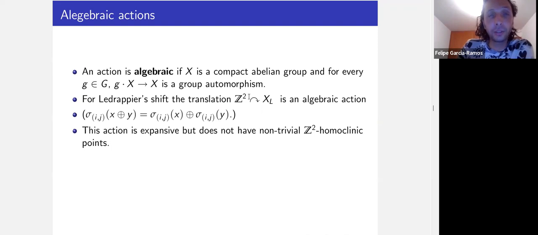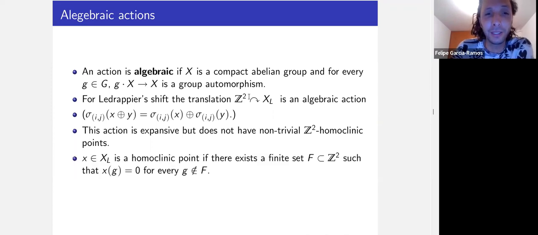Okay, so this action is expansive. That means there's an epsilon such that any 2 different elements will be separated. But actually, this is kind of weird because it doesn't have homoclinic points. But I haven't told you what a homoclinic point is for a subshift. So this is only the definition for Z^2 shift spaces.